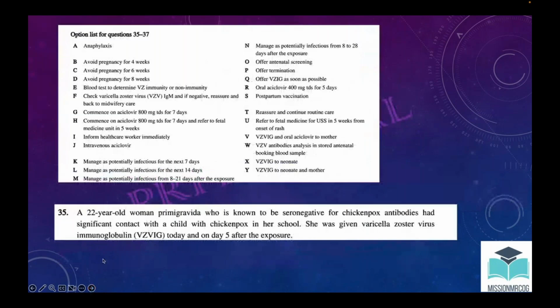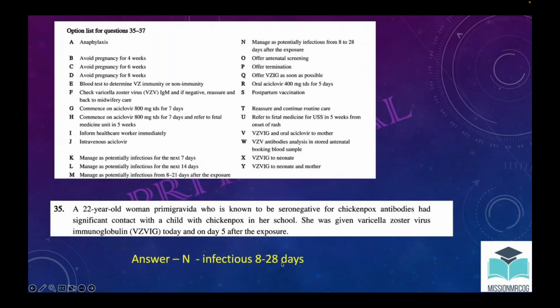A 22-year-old woman seronegative for chickenpox had contact with chickenpox in the school. She was given varicella zoster immunoglobulin today and on day 5 after exposure. Already been given. Yes, very nice. So she should be infectious from 8 to 28 days.